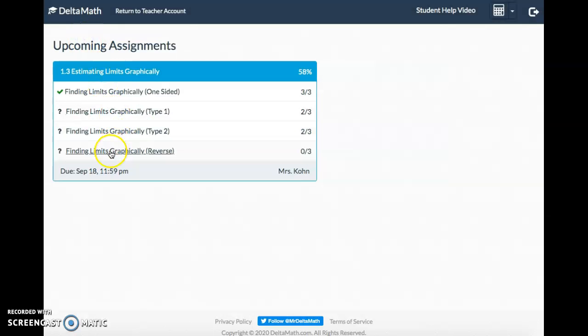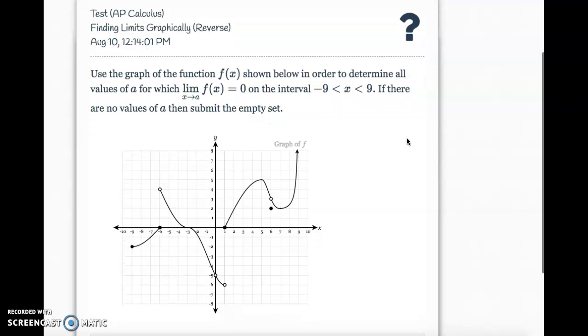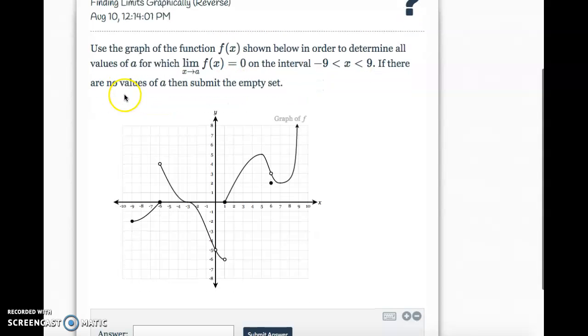And last but not least, we're going to talk about the reverse. So finding limits graphically, but you guys are going to be asked to do a slightly different task with it. So in this problem, it says use the graph of the function f of x shown below in order to determine all the values for which your limit of your function equals 0. So it's trying to tell you to fill in what a would be so that as x approached that particular value, your y value looks like it would be 0.